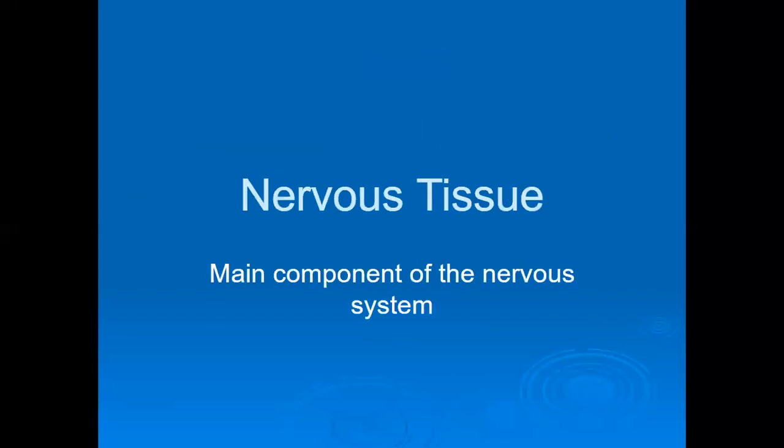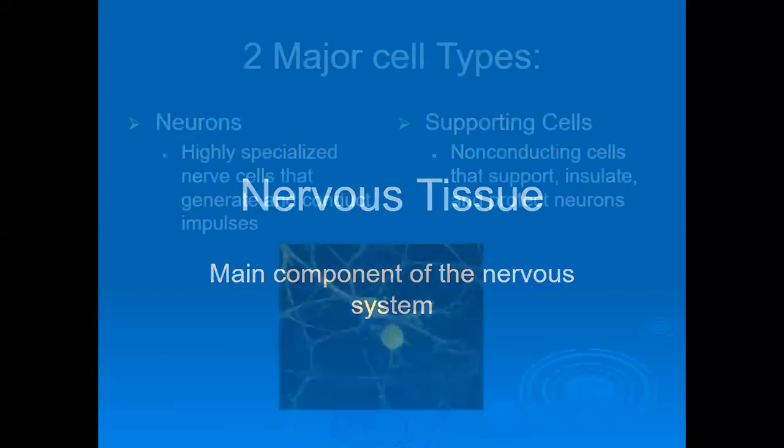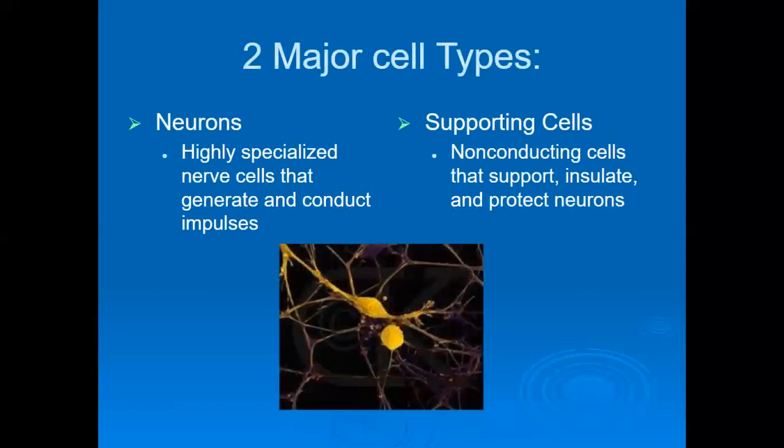So the next thing would be nervous tissue. And like I said, with nervous tissue, we're going to talk about it much more in depth later. Right now, we're just kind of hitting a couple quick highlights. So nervous tissue is what makes up our nervous system. It's the main component of the nervous system. And when we talk about the nervous tissue, there's two major cell types. One are the neurons, and neurons are very specialized nerve cells, and they generate and conduct impulses.